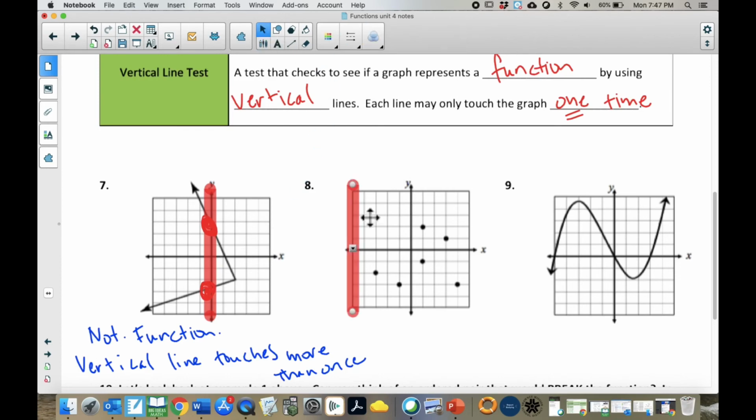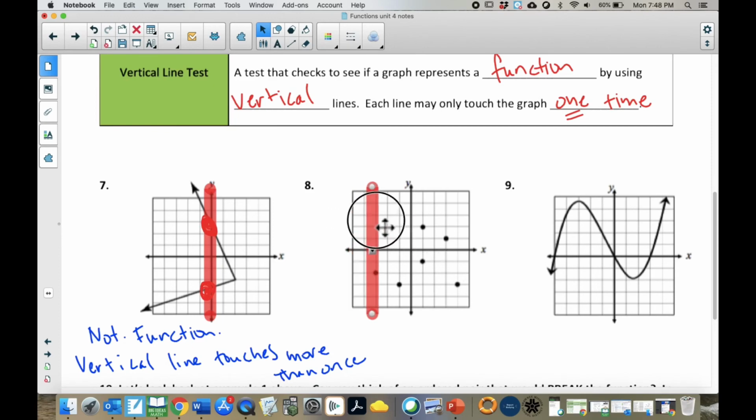Okay, let me try bringing my red line over here and seeing what happens over here. This time, they're not connected, and that's okay. They don't have to be connected, because remember, a relation is just a collection of points. They don't have to be connected. So I can look at this and decide if it's going to be a function.